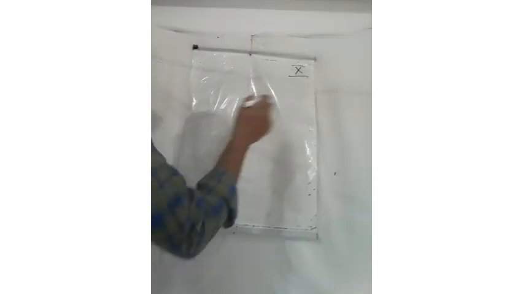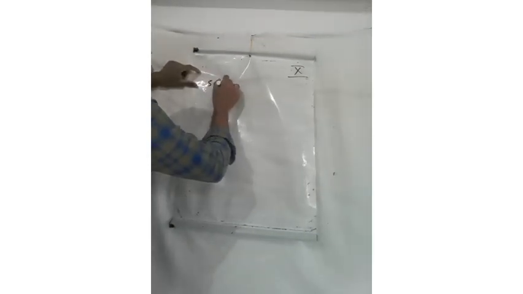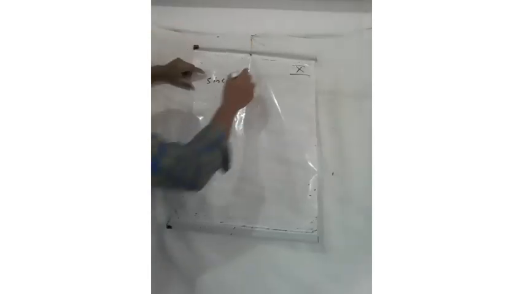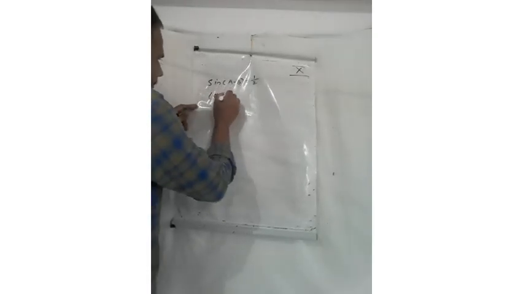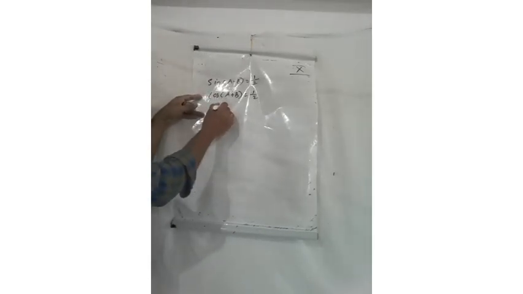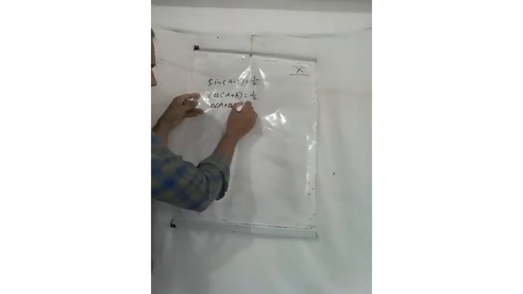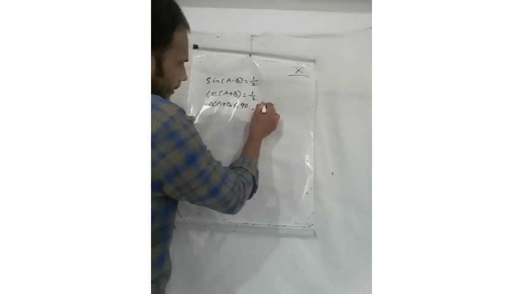Sin(a minus b) equals 1/2, that is given. And cos(a plus b) is also 1/2. So you need to find a and b. And some condition is also given: 0 less than a plus b less than or equal to 90, and a greater than b. A and b we need to find.